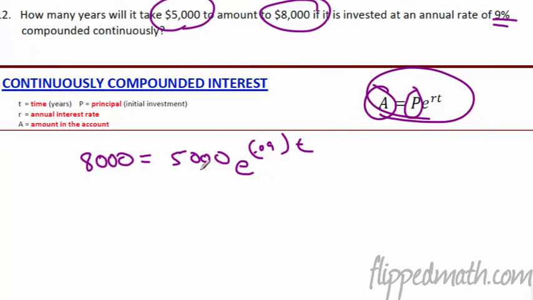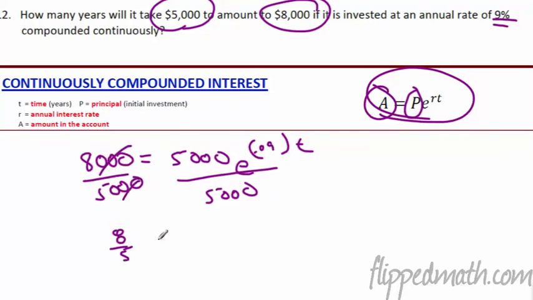All right, so now we can start solving this. So divide each side by 5,000. Hopefully that wasn't a problem. I'm going to get 8/5. I'm simplifying. Here's what I'm doing. They cancel. Equals E to the 0.09t. If I take the natural log of each side, so I get the natural log of 8/5 is going to equal natural log of E. They kind of cancel out 0.09t.